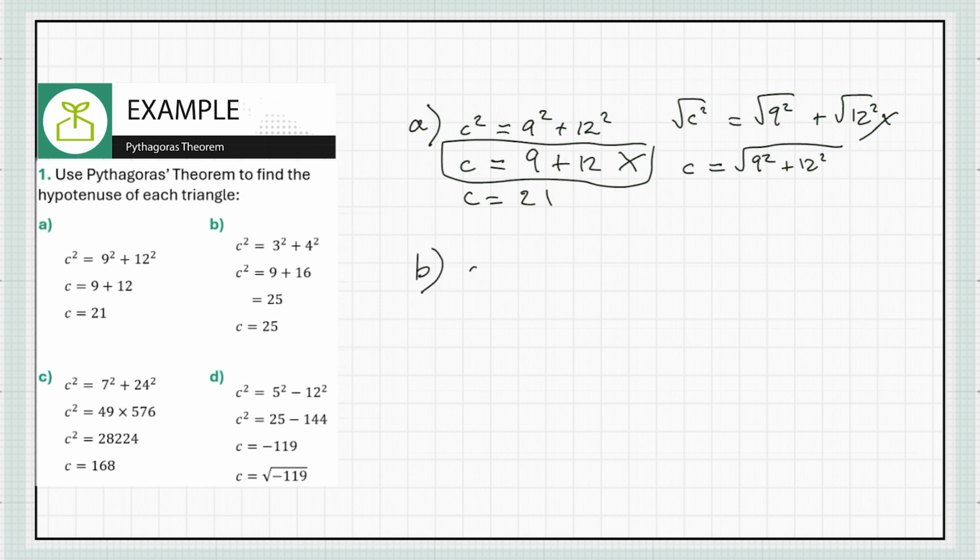Alright, if we look at b, we have c squared is equal to 3 squared plus 4 squared. So first line is fine. C squared is equal to 9 plus 16. So they've got that correct, which is equal to 25. And then they've said c is equal to 25. The problem here is that they forgot to take the square root.